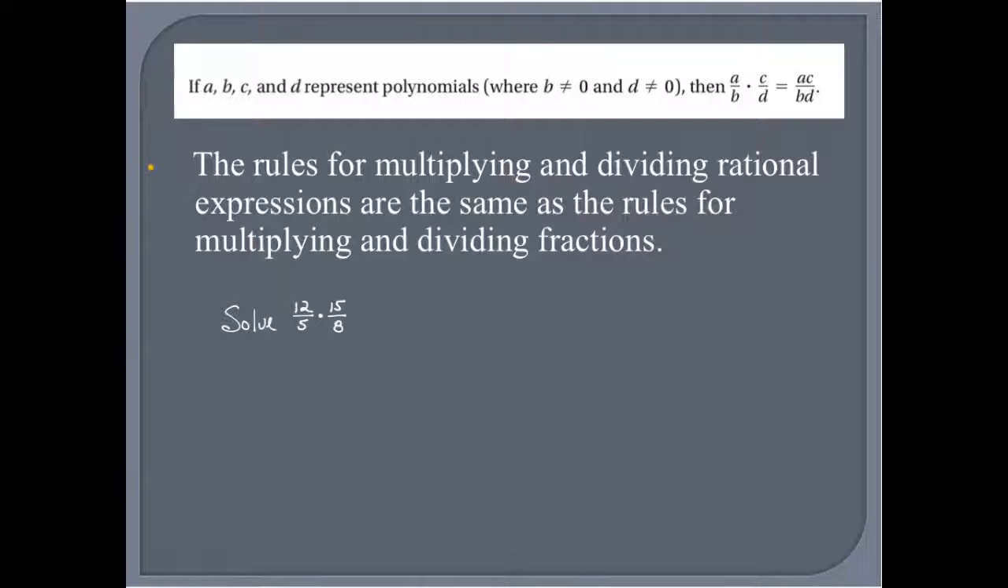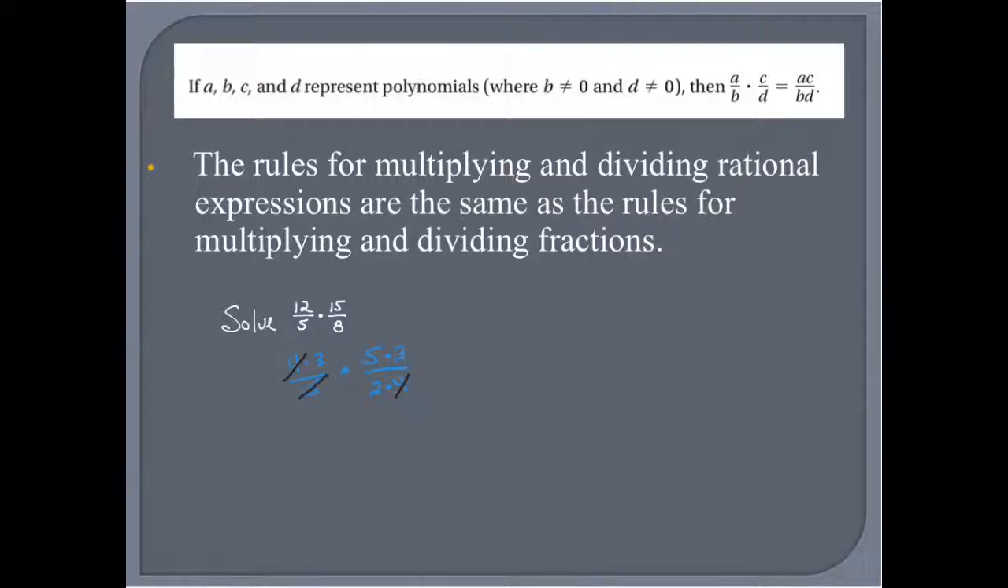So for example, if we have 12 fifths times 15 eighths, we can look at that and realize that 12 is really 4 times 3. We're multiplying that by 15, which is 5 times 3, over 8, which is 2 times 4. Those are factors. Once you consider that, you realize that the 4's can cancel out because you have 1 in the numerator, 1 in the denominator. This is the same as if we divided the numerator and denominator by 4.